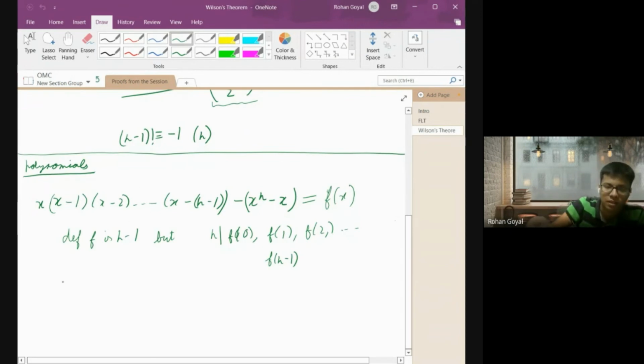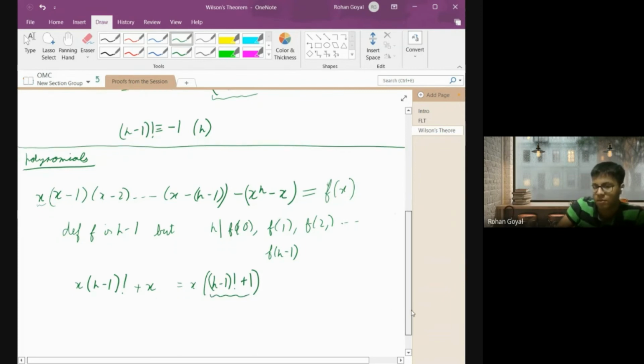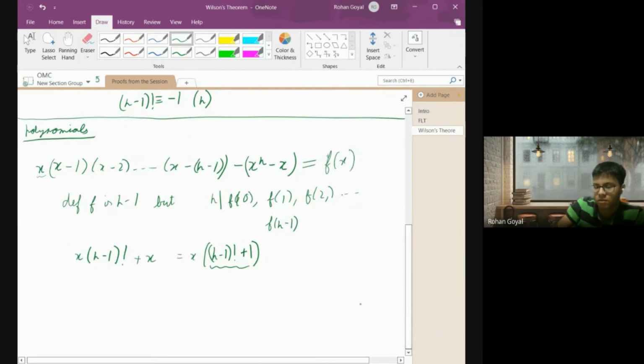So what you'll end up getting is, if you look at the coefficient of x, it is equal to (p minus 1) factorial plus 1. This is divisible by p. So you get Wilson's theorem. Okay. Does that make any sense?